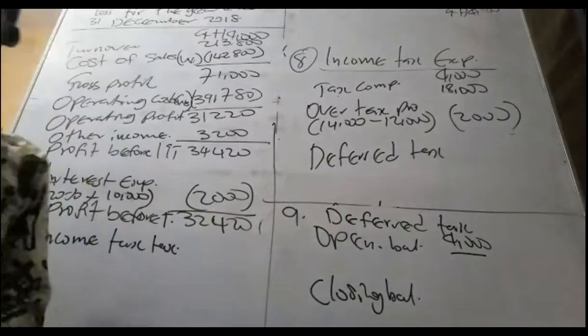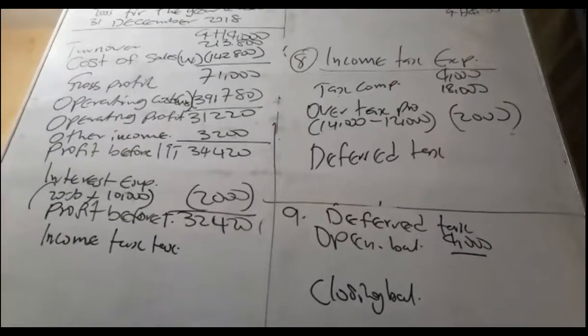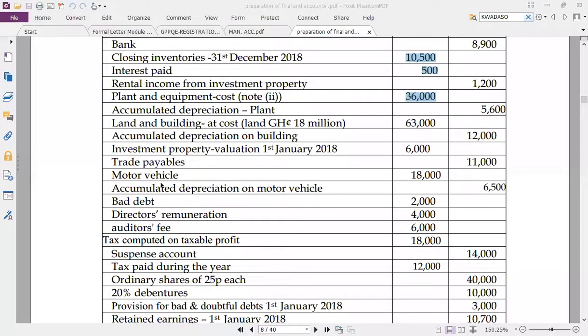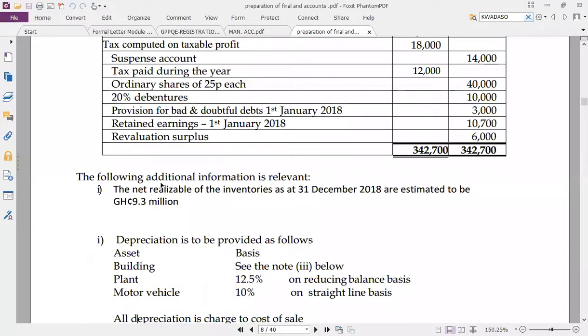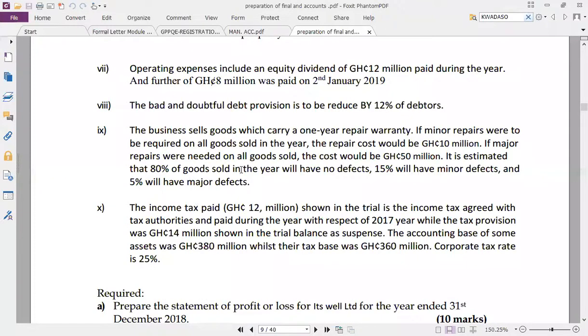We said that the closing balance requires comparing two items, the tax base and the accounting base of the assets. So let's go to the footnote and pick that one. That's the last footnote. Tax base of some assets was what? 380, while the accounting base. Sorry, trouble here. Okay, the accounting base of some asset 380.